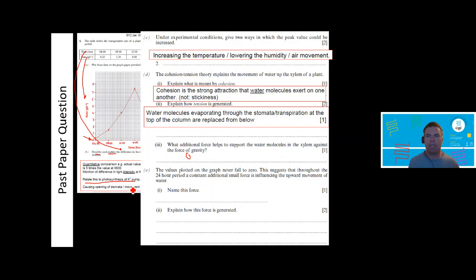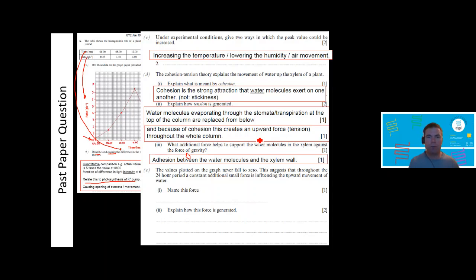What additional force helps to support the water molecules in the xylem against the force of gravity? Oh, sorry, I didn't finish that. There we are. Of course, because that's 2 marks. Because of cohesion, this creates an upward force through the whole column. So, right. Part 3, what additional force helps to support water molecules? Adhesion. Okay, we talked about that.